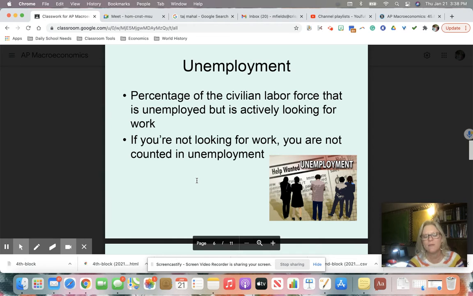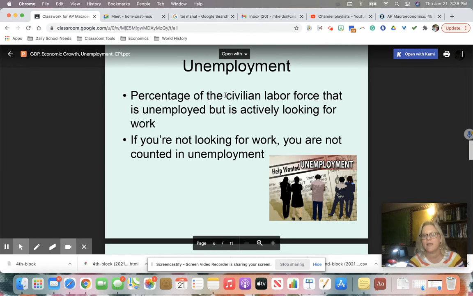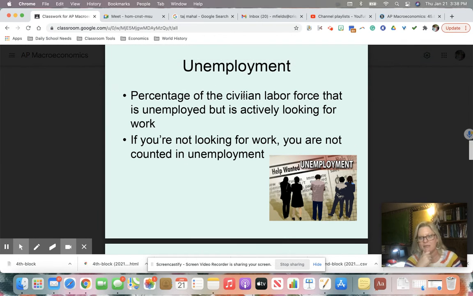All right, unemployment is the one that you think you know what it is, but there's part of it that you didn't know, most of you. Okay, so unemployment is the percentage of the civilian labor force. Civilian means non-military, so we're not looking at people who are in the military here, and we're looking at the labor force that is unemployed but is actively looking for work. So we've got to define a couple of things.